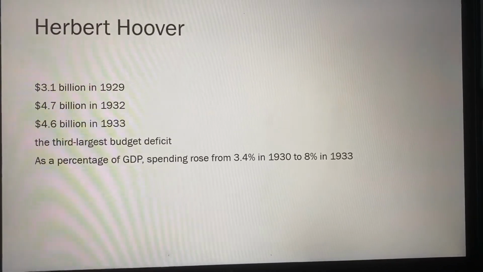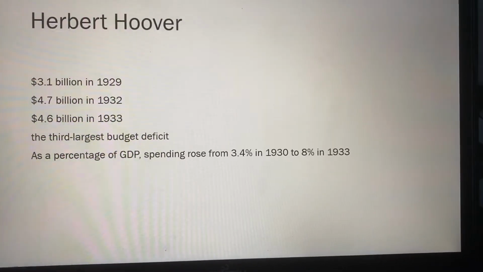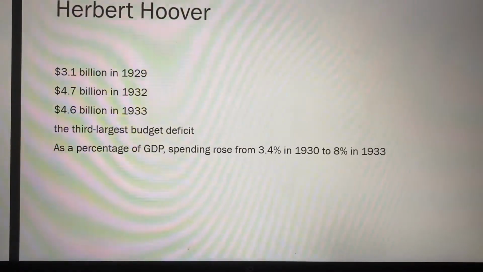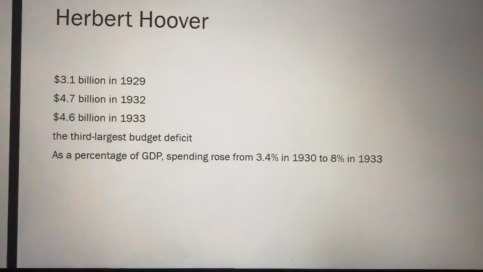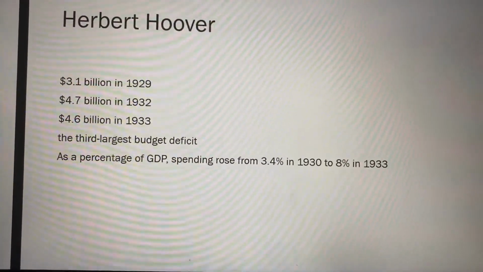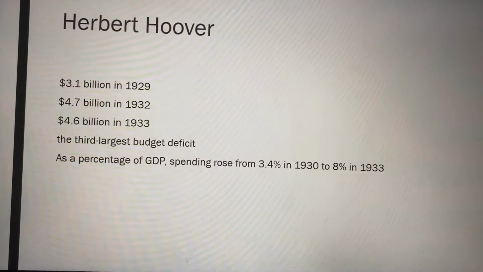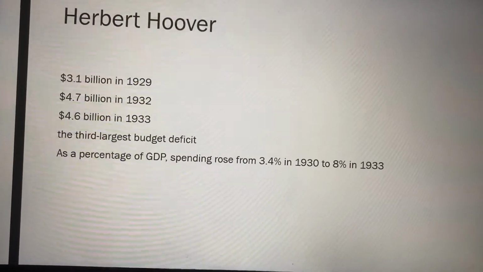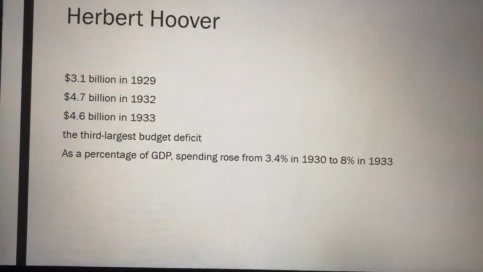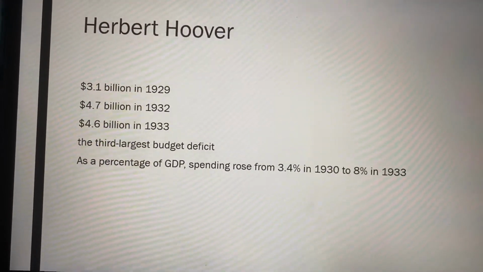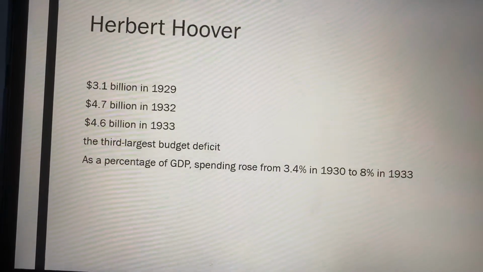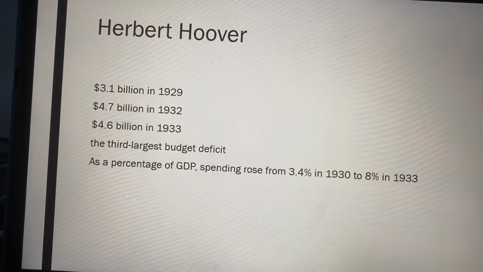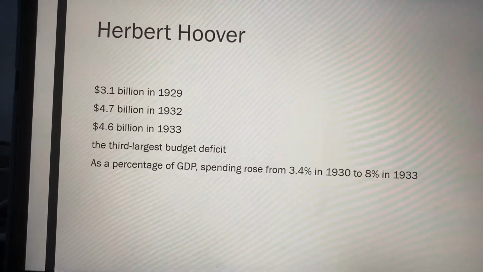First, Herbert Hoover. We can see these numbers on the screen. It shows the budget deficit each year for Hoover. So, first, Hoover increased the federal budget from 3.1 billion in 1929, the year he took office and the Great Depression began, to 4.7 billion in 1932, his last year in office, and 4.6 billion in 1933, the year he left office.